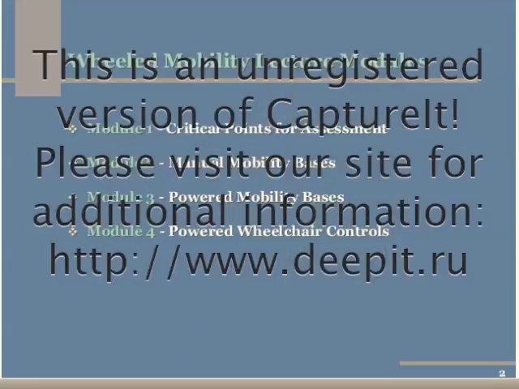The wheeled mobility material is divided into 4 modules. Module 1 covers the critical points for assessment for both manual and powered wheelchairs. Module 2 covers manual mobility bases and their associated features. Module 3 covers powered mobility bases, including base designs, motors, and drive wheel locations. Module 4 covers powered wheelchair driver controls, along with case examples.